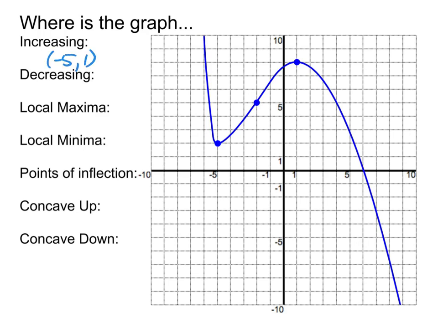Remember, parentheses, not brackets here, because we are not including the points. At these endpoints, it's not increasing or decreasing. My slope is 0 there.